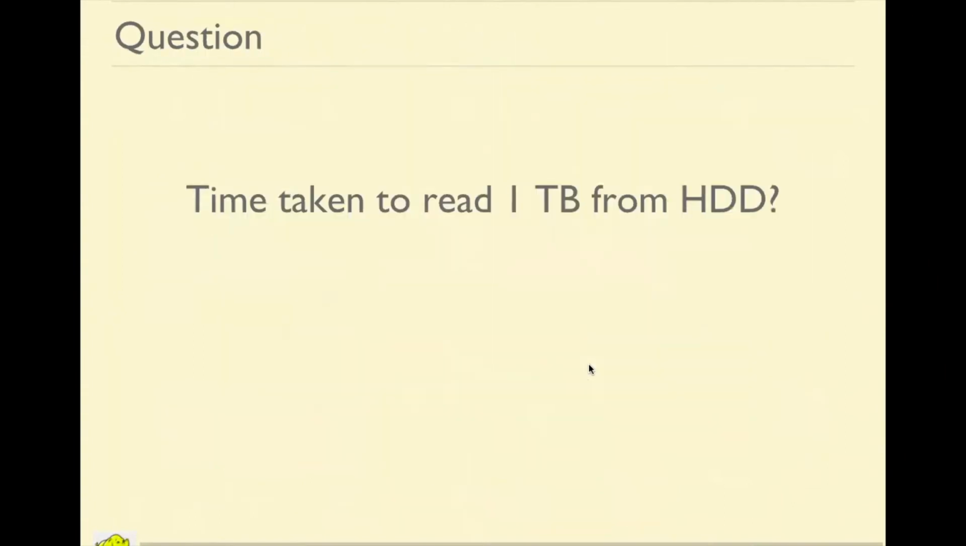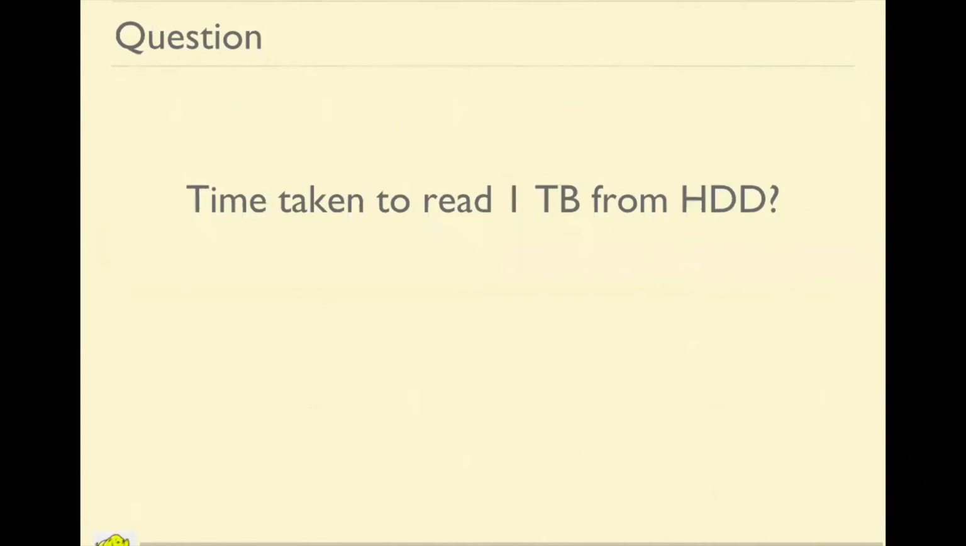All right, now a quick question to all of you just to understand, how much time does it take to read 1 terabyte from a hard disk? That's right, it takes close to 6 hours. Sanjana says less than a minute. Sanjana, have you tried copying a 1 terabyte movie from one hard disk to another?